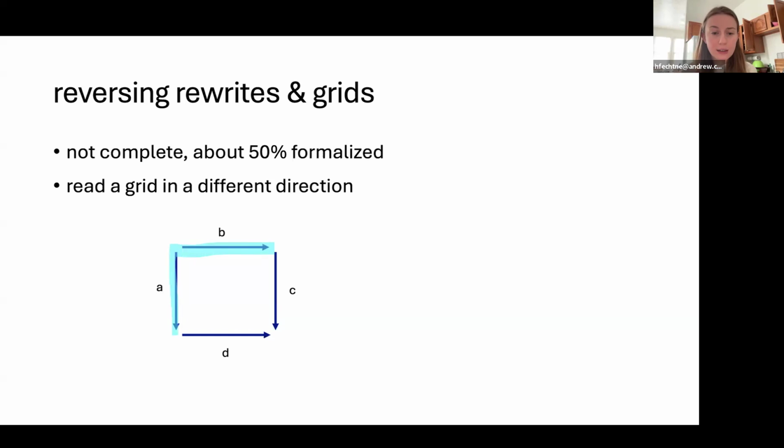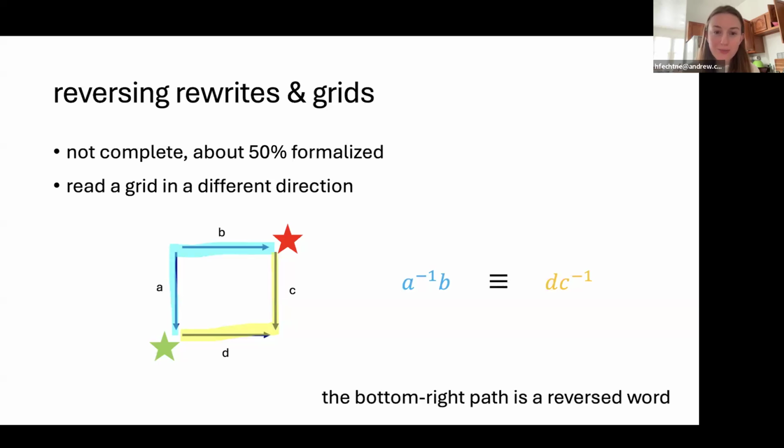So you can read like so, which would get you A inverse B. You can read like so, which would get you D C inverse, and these are equivalent under the relations. So any path from green to red is equivalent under the braid relations. And note that the bottom right path, that yellow path, would be a reverse word because D is positive and so is C, so D C inverse is positive negative.